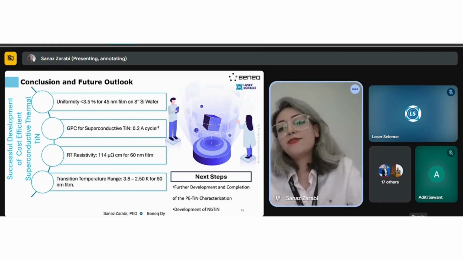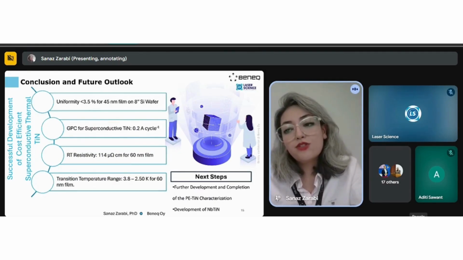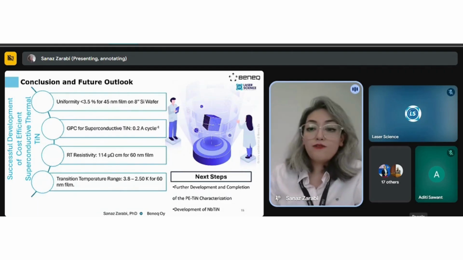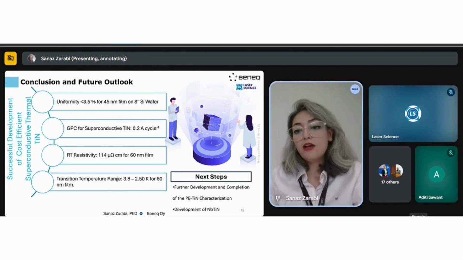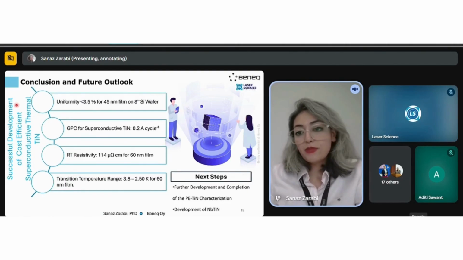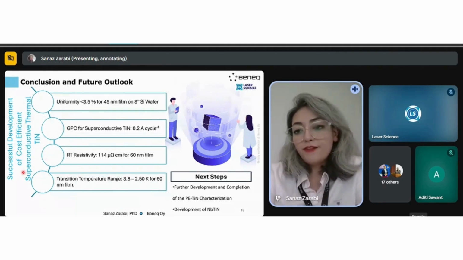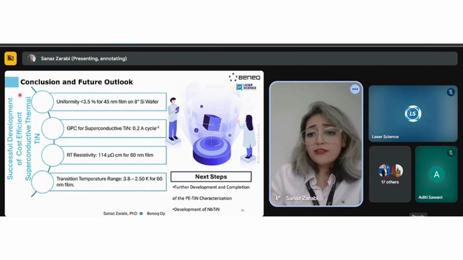To wrap things up, we have successfully developed a cost-efficient superconductive tin nitride thin film with high uniformity using thermal ALD with our Beneq TFS200. Here's a quick summary of our key findings. The deposition temperature was 450 degrees and the growth rate was 2.43 angstrom per minute. The final film thickness was 60 nanometers.